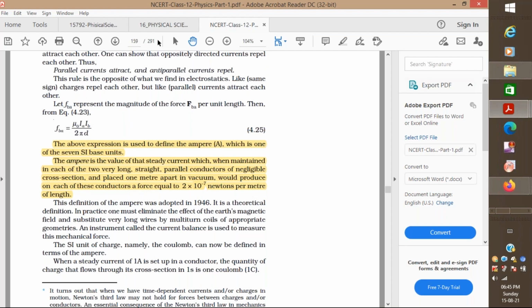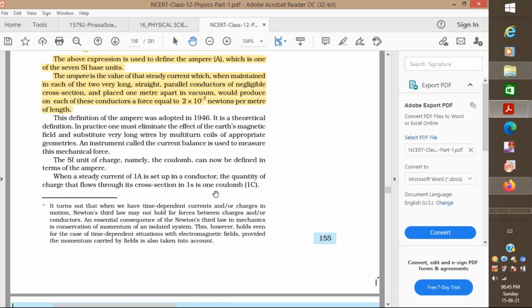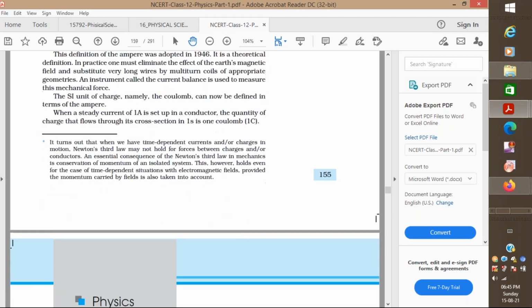Okay, this particular force. So if people are asked to derive the force and then define the SI unit of current, then you have to write down this force per unit length, and then you have to write this particular sentence so that you get the full marks. Okay. So then we have covered this part. Then we will just go to see each section, which will actually be helping us to learn the new sections.